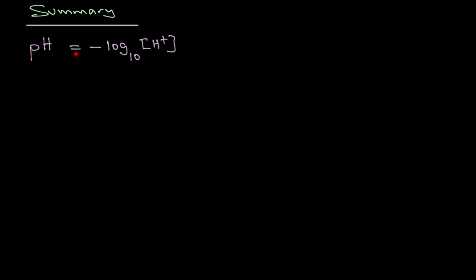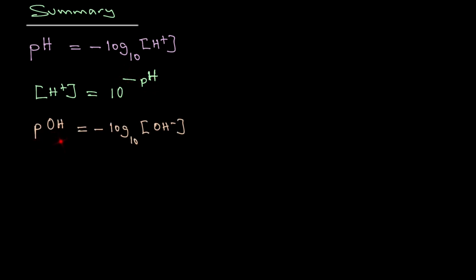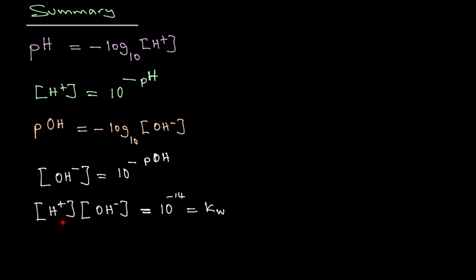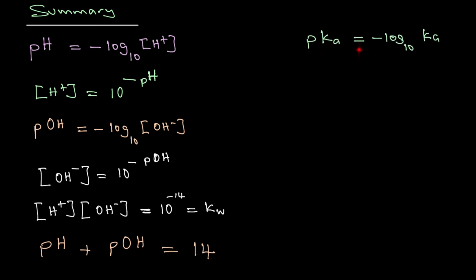Summary: pH equals minus log base 10 H plus concentration. H plus concentration equals 10 to the power minus pH. pOH equals minus log base 10 concentration of OH minus. OH minus concentration equals 10 to the power minus pOH. H plus concentration times OH minus concentration equals 10 to the power minus 14, and that equals Kw. pH plus pOH equals 14.